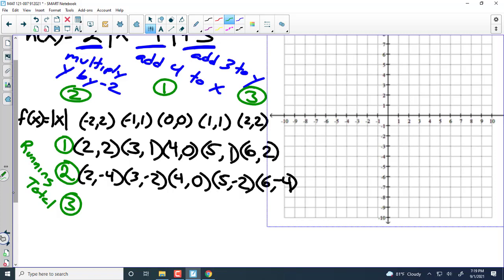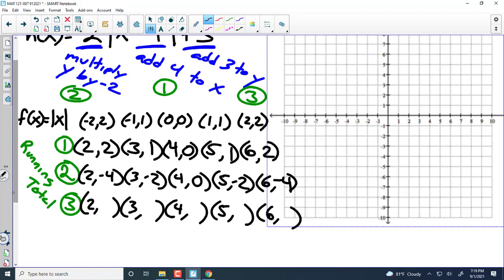Add 3 to y. Are the x's changing on this step? Then lock them in there. Don't accidentally change them, lock them in. Locked, locked, locked, locked, locked. Now I won't accidentally change an x value. And now I'm going to add 3 to every y value. -4 plus 3 is -1. -2 plus 3 is 1. 0 plus 3 is 3. -2 plus 3 is 1. -4 plus 3 is -1.